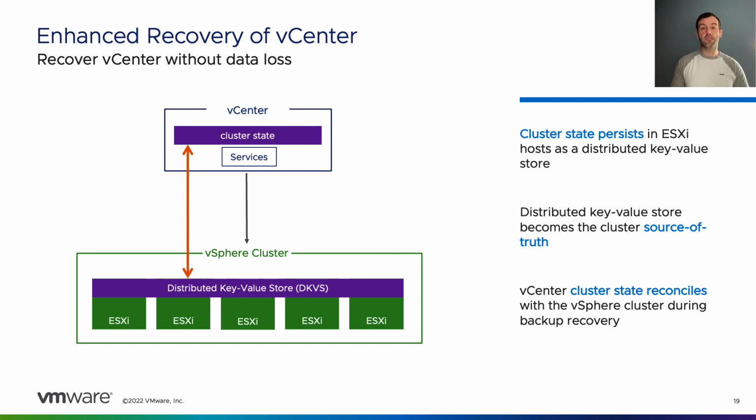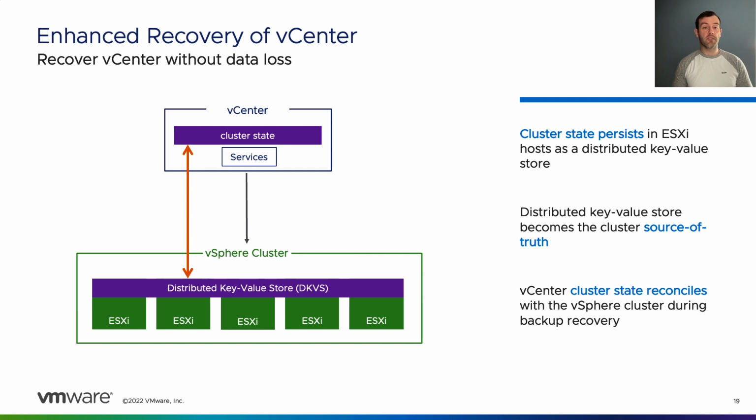But sometimes that's not always the best approach. For example, if a vCenter is restored from backup, that backup may be a couple of days old, it may be a couple of weeks old, and there's going to be a lot of information that may have happened between the time the backup was taken and when the restore event happened. And more often than not, the ESXi hosts have that information.